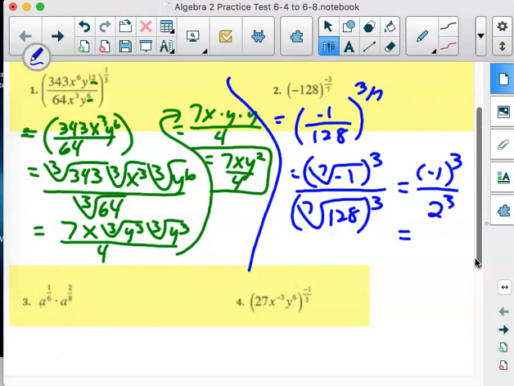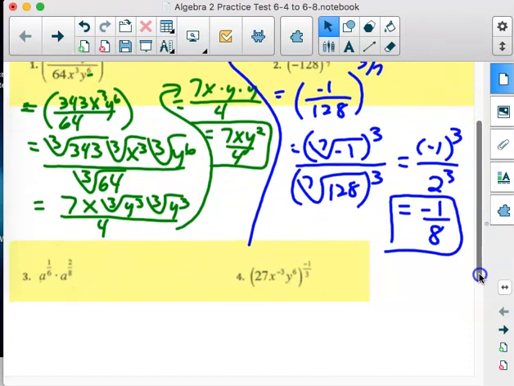What's negative 1 times negative 1 times negative 1? 2 times 2 times 2. There it is. Cool way to write. Negative 1/8. So there it is. Again, people always say, I'll deal with that negative exponent later, and then they forget to. Do that right away. So do the reciprocal right away, and then take care of the rest of that fraction power.